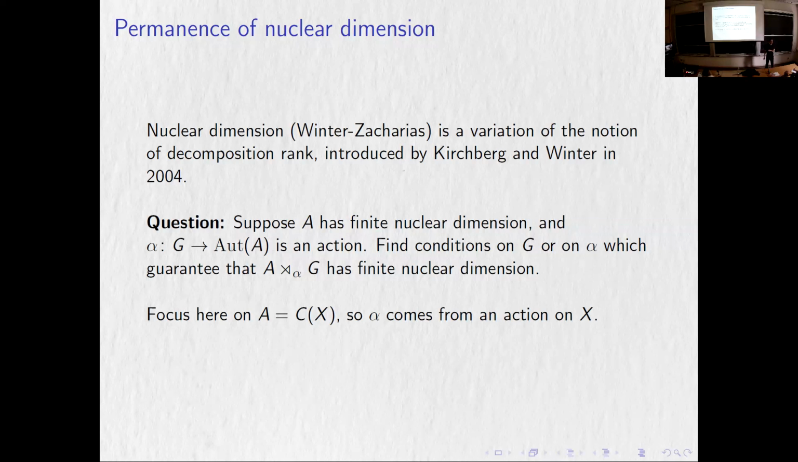The notion of nuclear dimension is a generalization of covering dimension to the noncommutative setting. If you have C of X, the nuclear dimension of C of X is exactly the covering dimension of X. So for example, if we take A to be the complex numbers, continuous functions on one point, that has nuclear dimension 0. Take the group to be, let's say, Z to the infinity, which acts trivially on that point. Then the cross product is continuous functions on the infinite torus, which has infinite nuclear dimension. So, to take a very trivial example, it can't hold without any reasonable conditions.